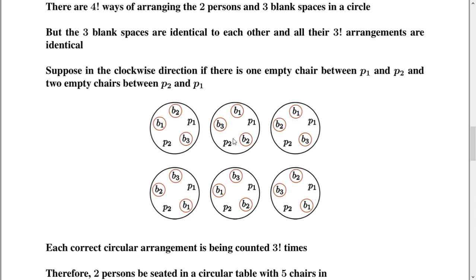That's easy to see because here we have 3 empty spaces and 3 imaginary people, B1, B2 and B3. These 3 imaginary people can be arranged in these 3 spaces in 3 factorial ways, right? The first space can be filled in 3 ways, the second space in 2 ways, and the third space in 1 way. So there are 3 factorial ways of arranging the imaginary people in the blank spaces, and all of those 3 factorial ways represent one correct circular arrangement. So we have to divide this 4 factorial by 3 factorial to get the correct number of arrangements.